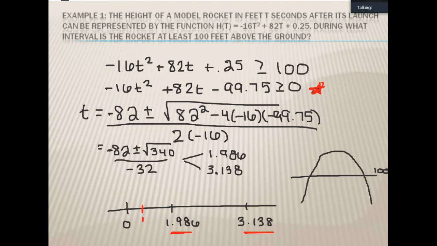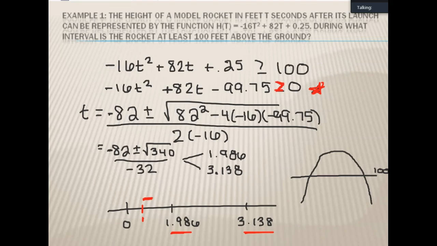So that's negative 16 times 1 squared plus 82 times 1 minus 99.75. And we see that that is negative. And since we're looking for my inequality to be positive, we know that that's not part of our roots.